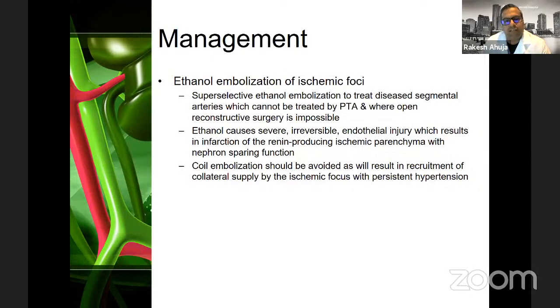Ethanol embolization is again something that sounded pretty amazing. You can use superselective ethanol embolization to treat the diseased segmental arteries, which cannot be treated by angioplasty, and when open reconstructive surgery is impossible. Ethanol causes severe irreversible endothelial injury and hence causes infarction of this renin-producing ischemic parenchyma. It's considered a nephron-sparing option, so you do not have to do the surgery. Coil embolization should be completely avoided because coils just decrease the pressure head, and there's always going to be recruitment of collateral supply.